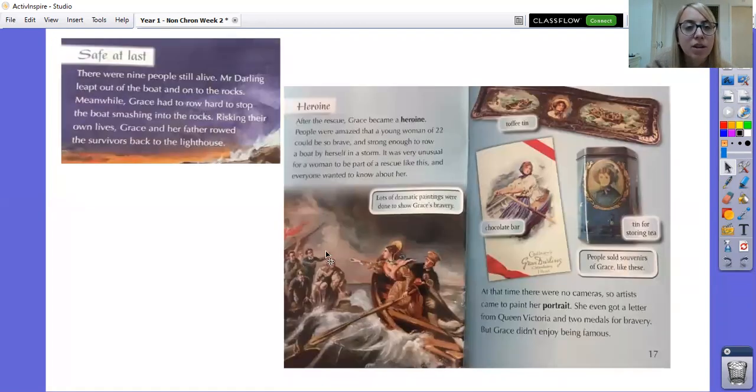On this page, then you'll find out what happened after the rescue and how Grace became a heroine. All right, so we'll find out more about what she was awarded for her bravery as well. So pause the video here if you want to read about that.